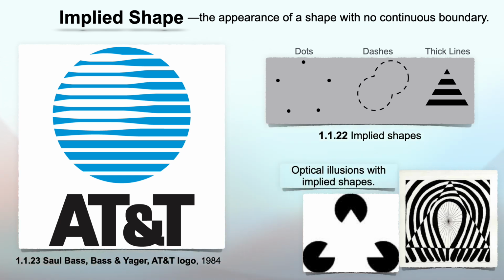On the bottom right are optical illusions utilizing implied shapes. Do you see a triangle or three semicircles? On the right, a reversal in the pattern creates the triangle. The AT&T logo is not a blue circle and it is not a blue sphere. It is a series of blue lines in various lengths and widths that create the implied shape of a circle.